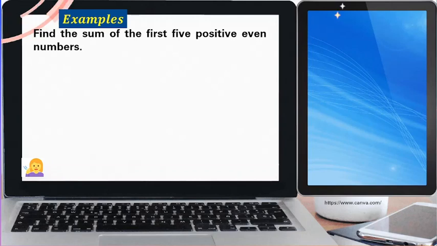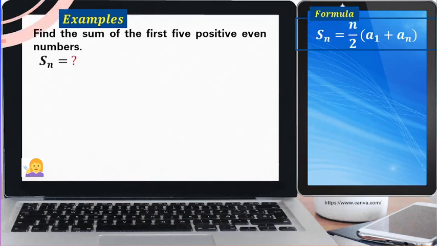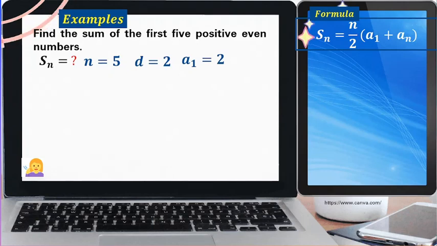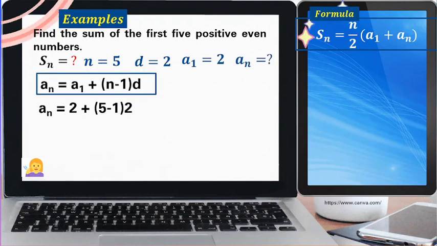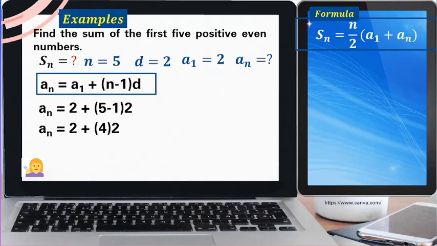Let's find the sum of the first 5 positive even numbers. So we're looking for S sub n. Using the same formula, wherein n is 5, common difference is 2, and the first term is 2. But what about A sub n of the next term? Using the formula for the arithmetic sequence, A sub n is 10.